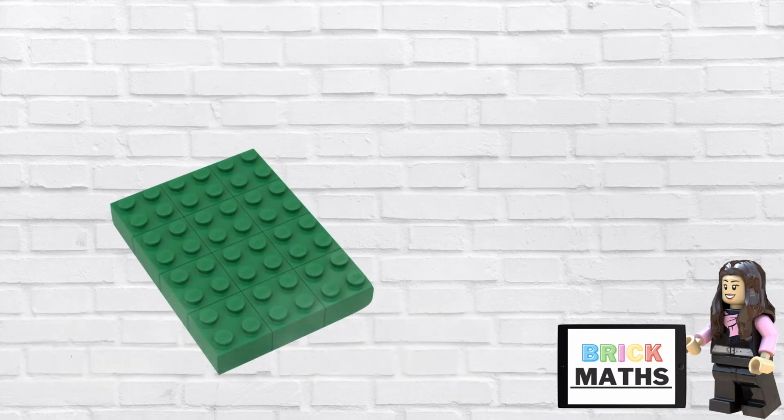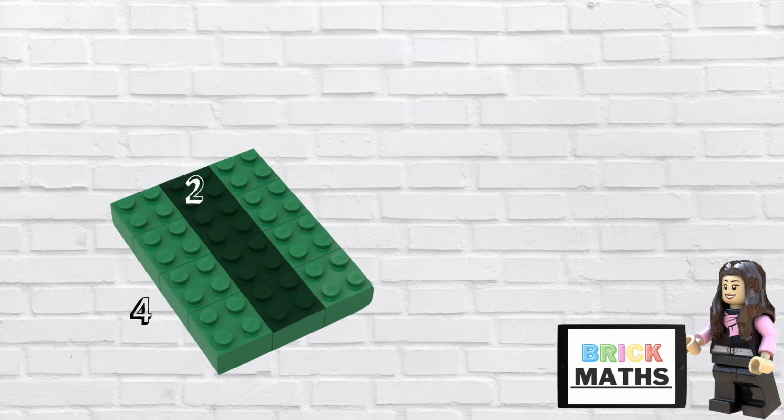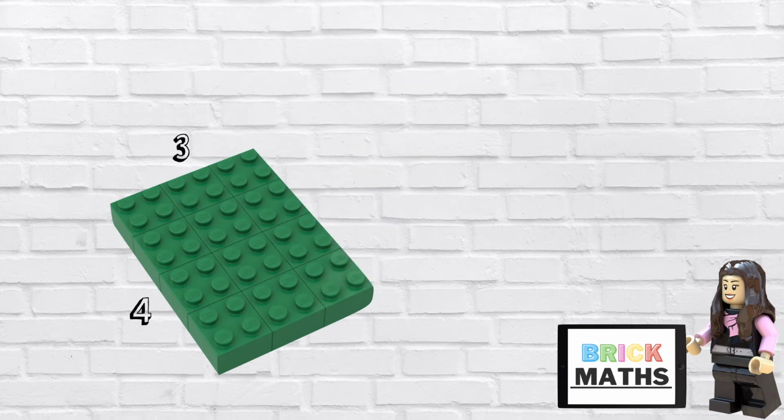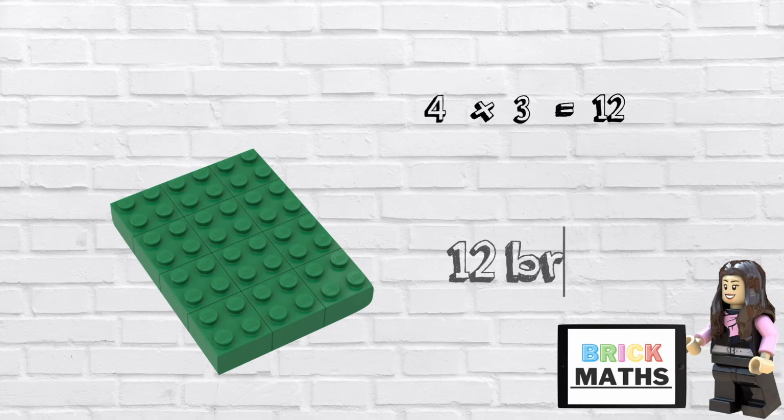So to work out the area of a rectangle, we'd multiply the length by the width. Let's start by counting the length. 1, 2, 3, 4. The length of this shape is 4 bricks. Now we're going to count the width. 1, 2, 3. The width of this shape is 3 bricks. So now that we know the length and the width of this shape, we need to multiply these numbers together to work out the answer. 4 times 3 equals 12. This shape has an area of 12 bricks.